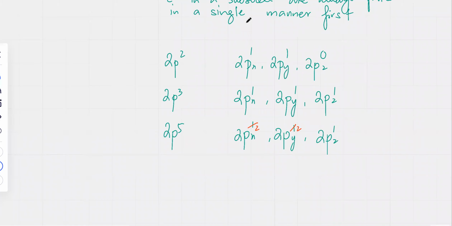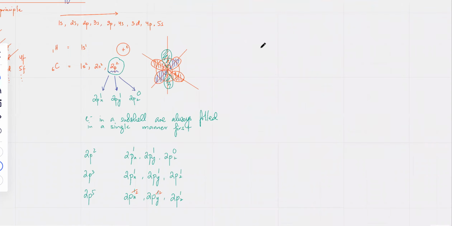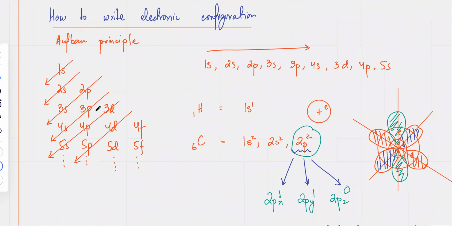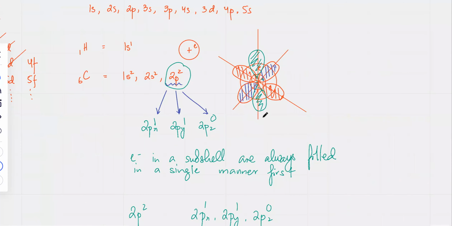Achha, so always remember that the Aufbau principle is telling you the order of filling subshells. But how do you fill a subshell that's not completely filled? 2p2 means you've got 3 spaces, but only 2 of the spaces would be occupied. The third one would be empty.